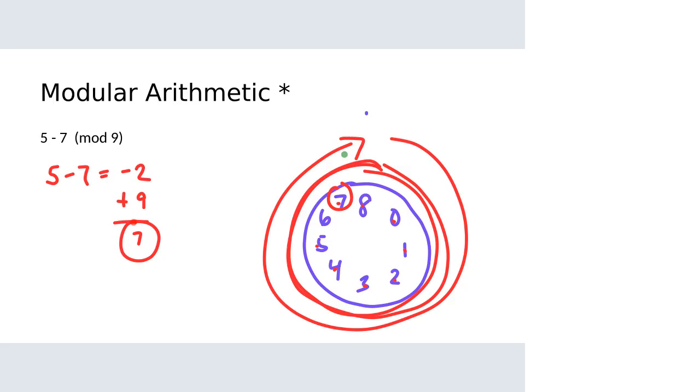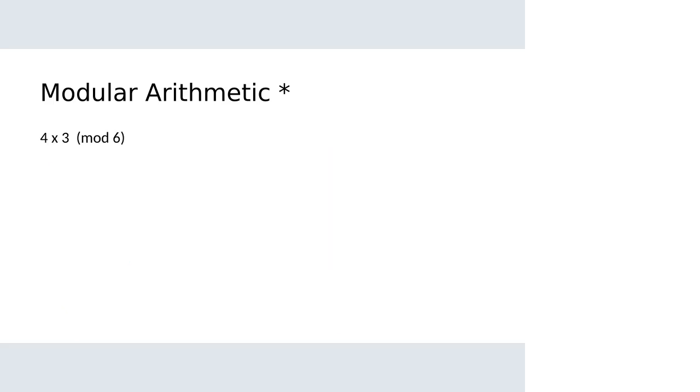Now, one thing that wouldn't make sense, just as a little aside here, is if we tried to do 5 minus 7 mod 4. And the reason that's no good is because 7 doesn't exist in mod 4. So this we wouldn't be able to do. But 5 minus 7 in mod 10, totally fine. Multiplication, 4 times 3, mod 6. I'll make a poll for this one too.